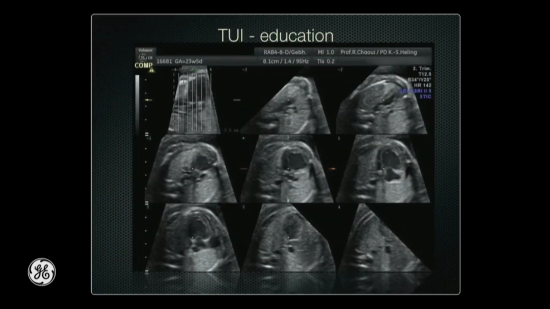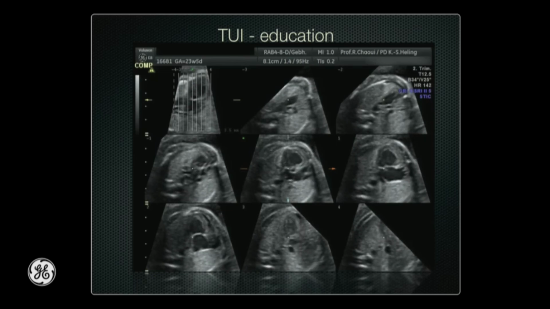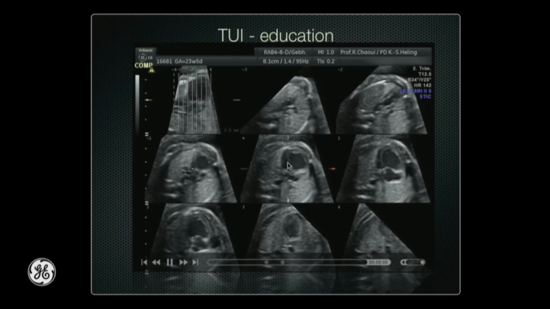And the referral diagnosis for this heart defect was hypoplastic left heart syndrome. We see a difference in the diameter between the left and the right ventricle, but we have a normal contraction of both. And at the end, it was a Shone complex. It was a mitral stenosis and aortic stenosis, but the baby got a biventricular repair after birth.